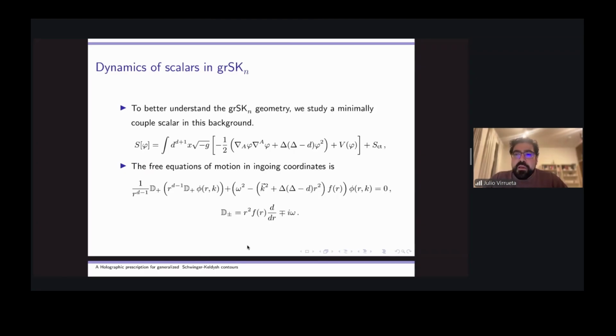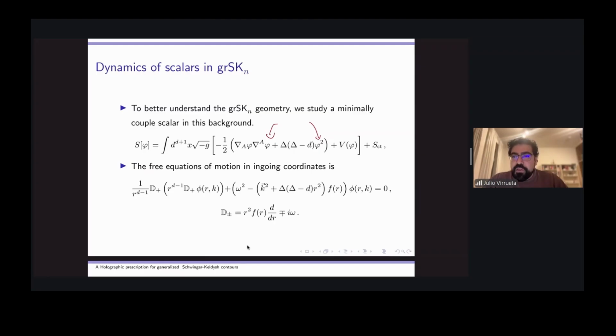The only way I understand geometry, in any sense, is I need to put stuff on the geometry. I need to throw some fields or some objects on the geometry and see how they behave, right? And that will tell me how the geometry operates. Here I will consider just a minimally coupled massive scalar, like the battle horse of kindergarten holography.